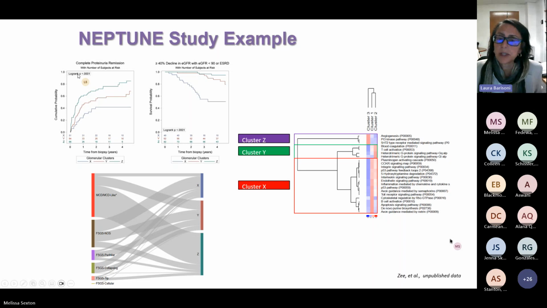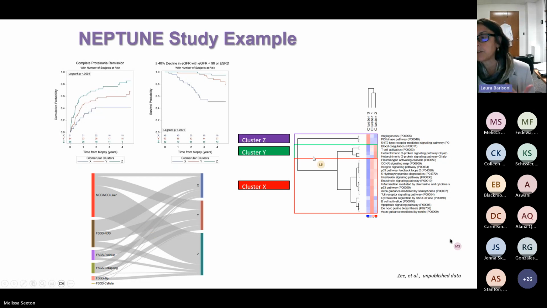These clusters turn out to be clinically relevant. So cluster X was the one with the worst outcome compared to clusters Y and Z. And when we compared those to the conventional classification system, there was only a partial overlap. So we were able to do some discovery using the digital pathology repository.